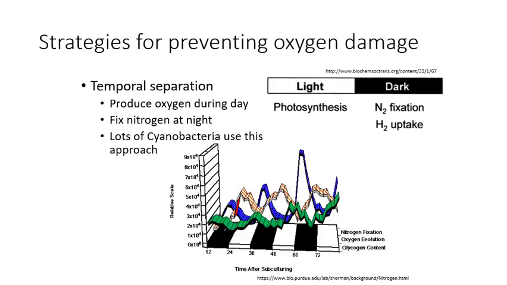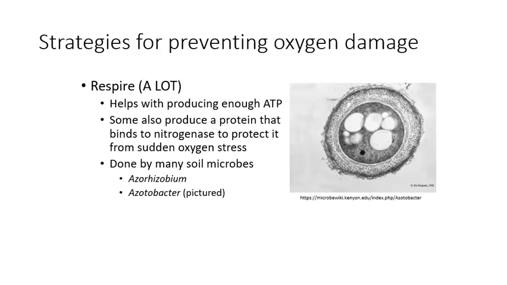Another strategy for diazotrophs that are also oxygenic photoautotrophs is to temporally separate their activities. Some cyanobacteria will only fix nitrogen at night, since oxygenic photosynthesis requires light to proceed. Another strategy is to respire a lot in order to use up all the oxygen that's in the cell. This strategy also helps with producing enough ATP in order to meet the energetic requirement for nitrogen fixation.